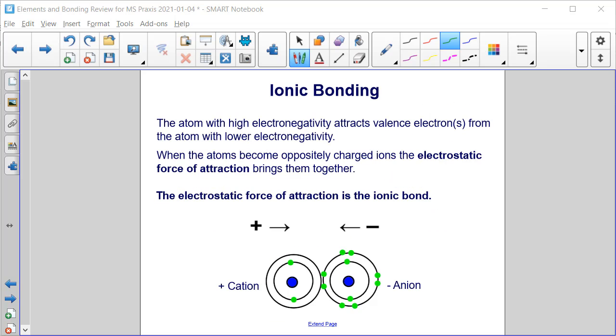When those atoms become oppositely charged ions, the electrostatic force of attraction brings them together. So this positive charge is attracted to this negative charge. We're demonstrating that by the arrows showing them attracted to one another, and that force of attraction is the ionic bond. That's what holds the atoms together.